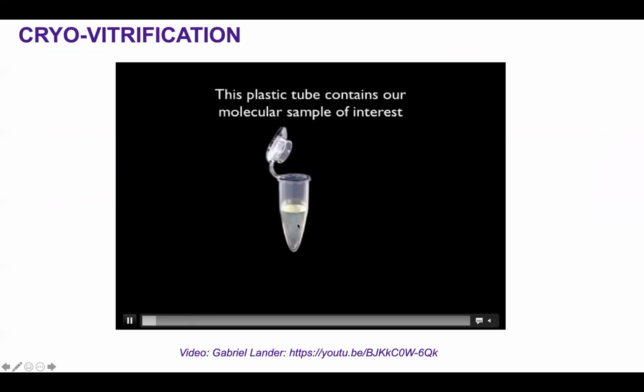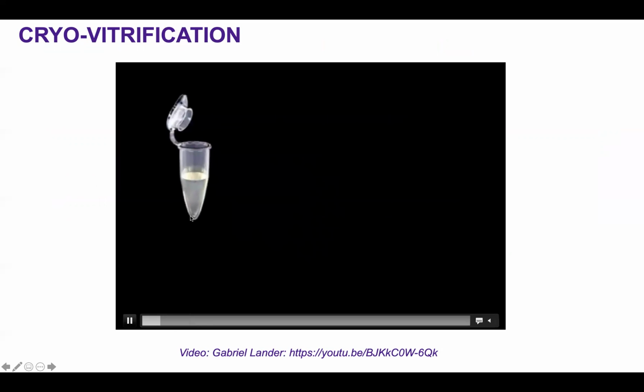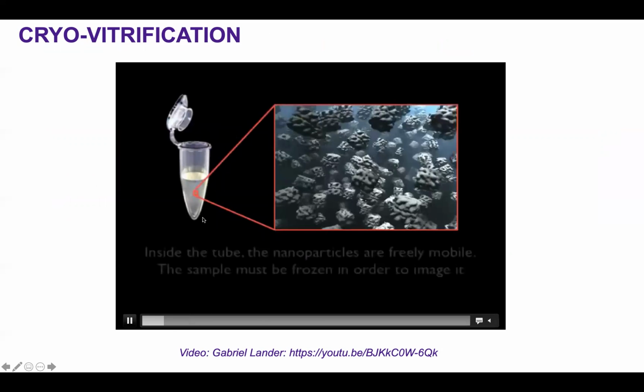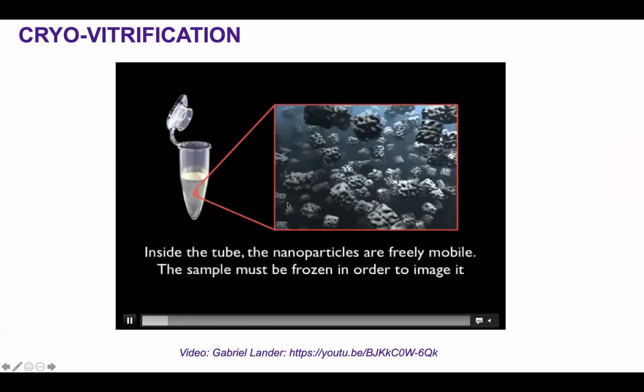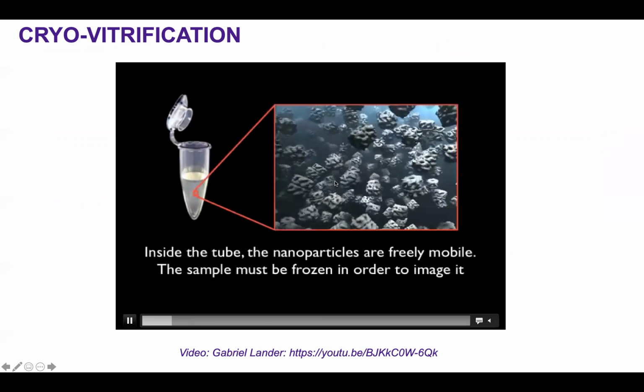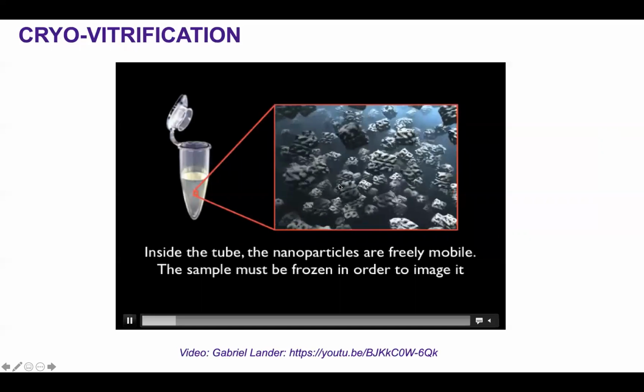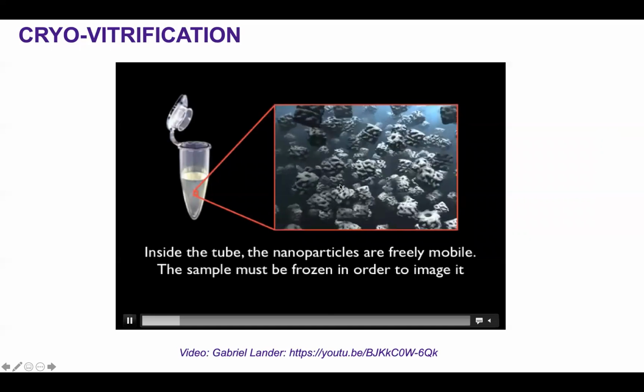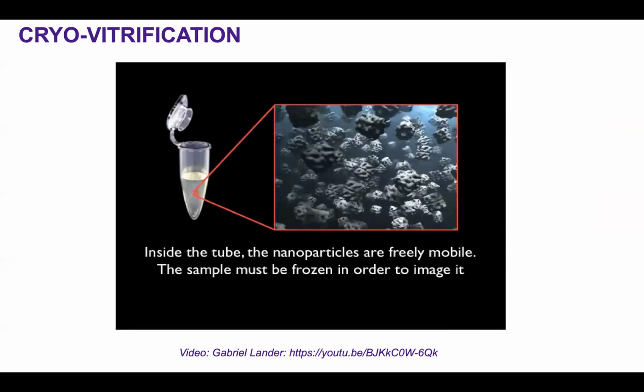Here is a video from Gabriel Lander from the Scripps Research Institute, where, let us imagine that we have an aqueous sample. Again, I'm showing the same Cryo-TEM sample preparation, where particles or nanoparticles are randomly moving. In this case, it's a GroEL complex, which is a chaperone that actually controls, for example, protein folding.